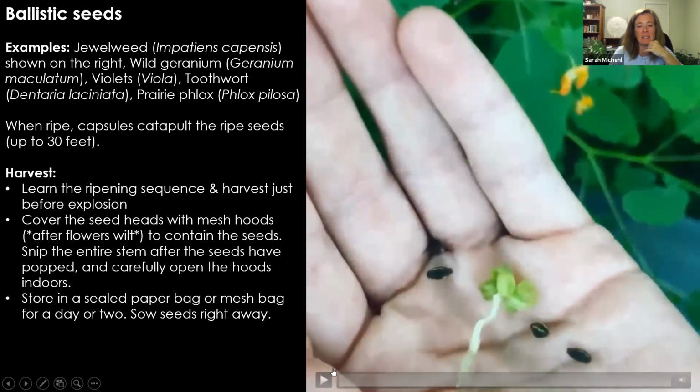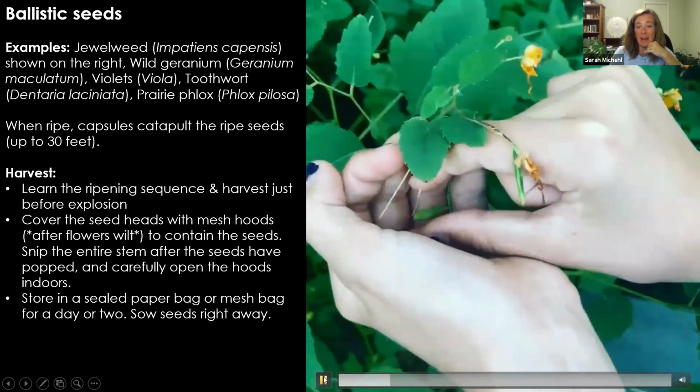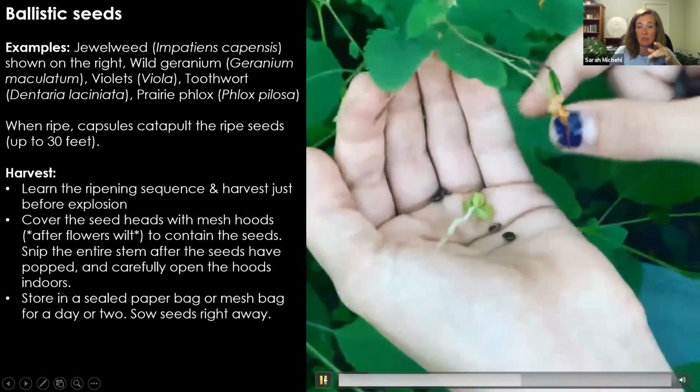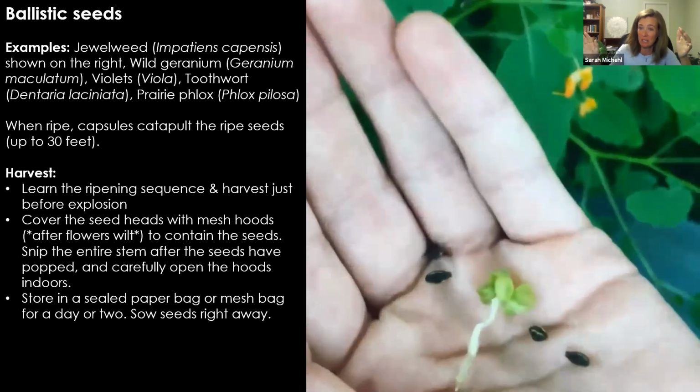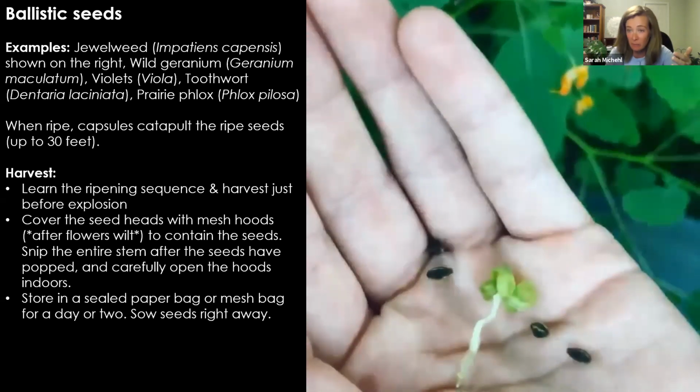So when these seeds are ripe, anything that brushes against it, or even doesn't brush against it, sometimes even with just movement of the seed pod, they're going to explode and just fling. And some of them fling their seeds up to 30 feet, depends on the species. It's super cool. All right.